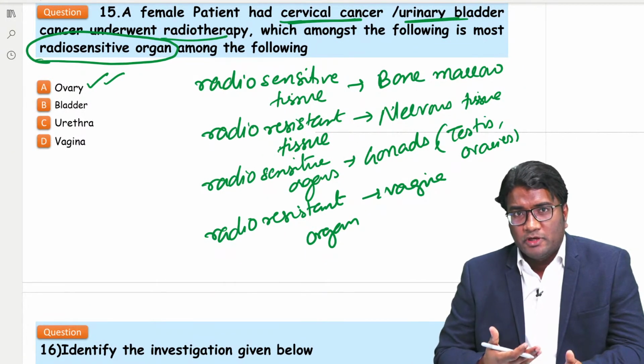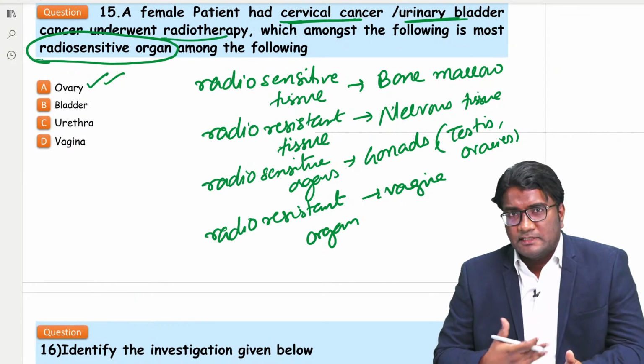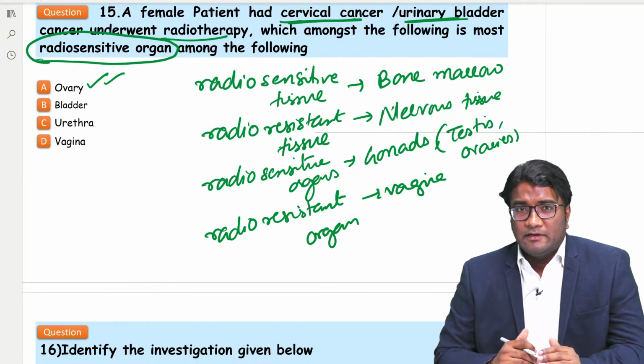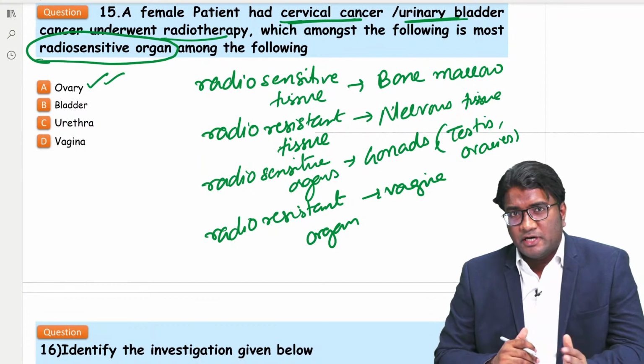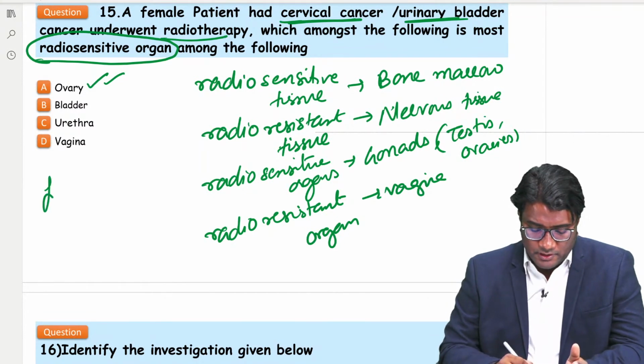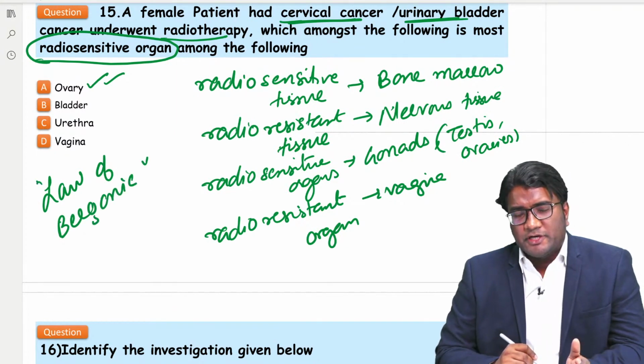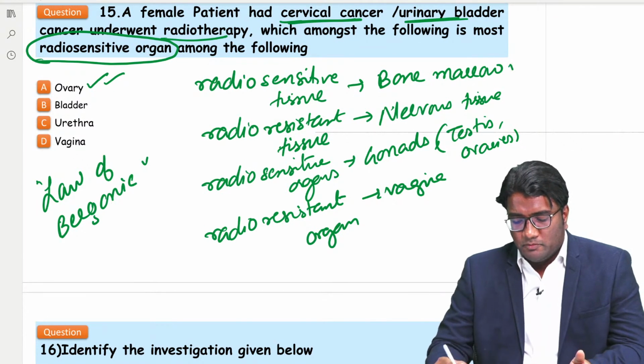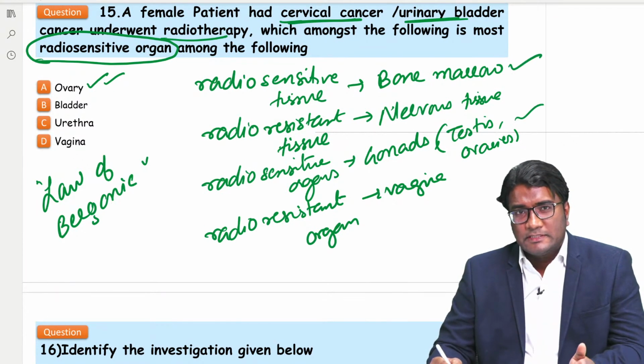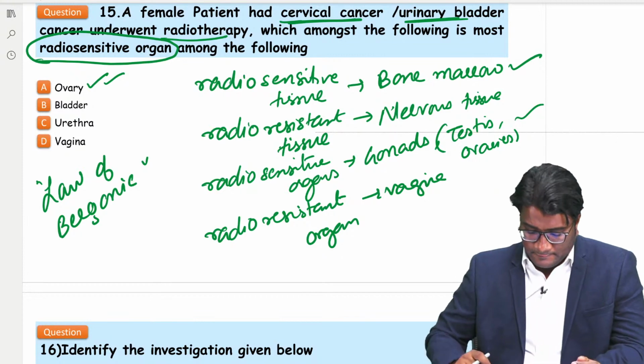So the law of Bergonié we study: where you have multiple undifferentiated, dividing cells, they will be radiosensitive, and resting cells which are well differentiated are radioresistant. From the law of Bergonié you get all of this information, and it says that undifferentiated cells, blast cells, undifferentiated with high mitotic activity like the bone marrow, like the gonads, will be radiosensitive. That is the law of Bergonié.